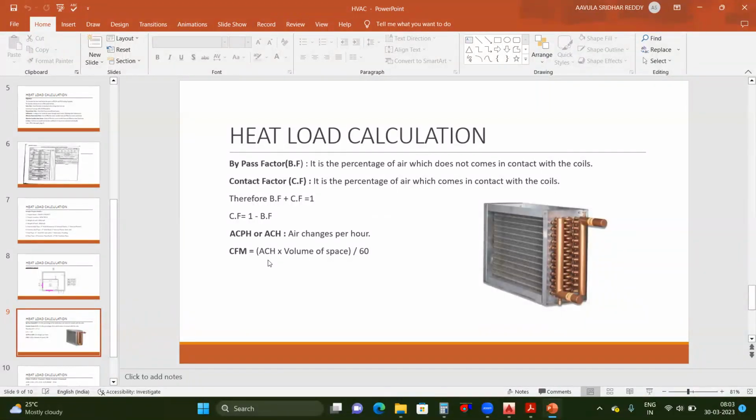Okay, so next one is contact factor. It is the percentage of air which comes in contact with the coil. How much air is contacted with the coil, that is called contact factor. The formula here is simple: bypass factor plus contact factor equals 1. So contact factor equals 1 minus bypass factor. This is a very simple formula.